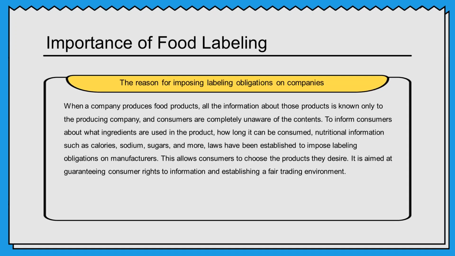This is the importance of food labeling. Consumers are often unaware of what ingredients are in products manufactured by companies, how long they can be consumed, and what nutritional information, such as calories, sodium, sugars, and more is included. This phenomenon, where only one party possesses information, is known as information asymmetry. To overcome this, the government imposes labeling obligations on food companies to ensure consumer rights to information.